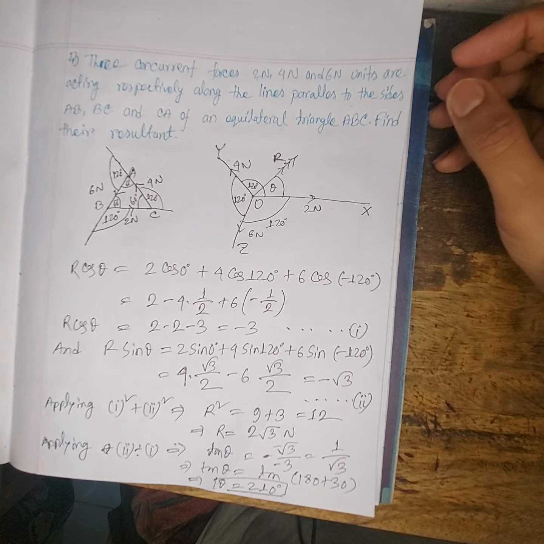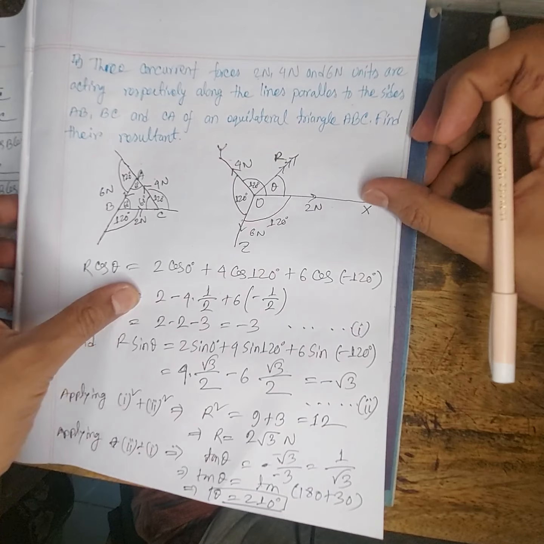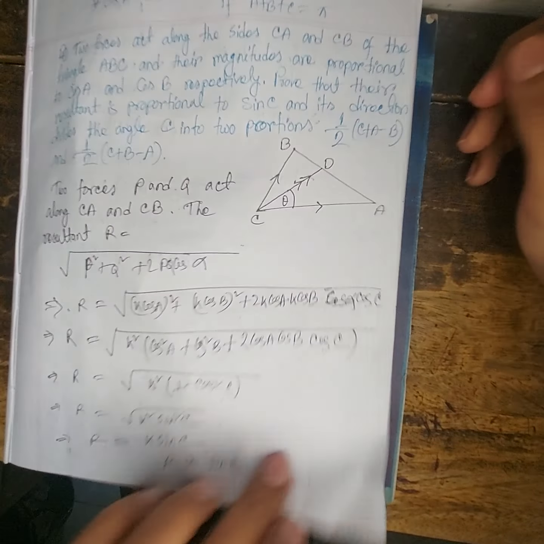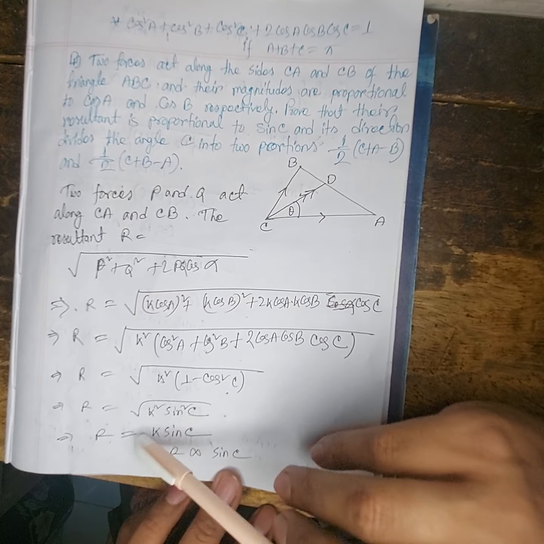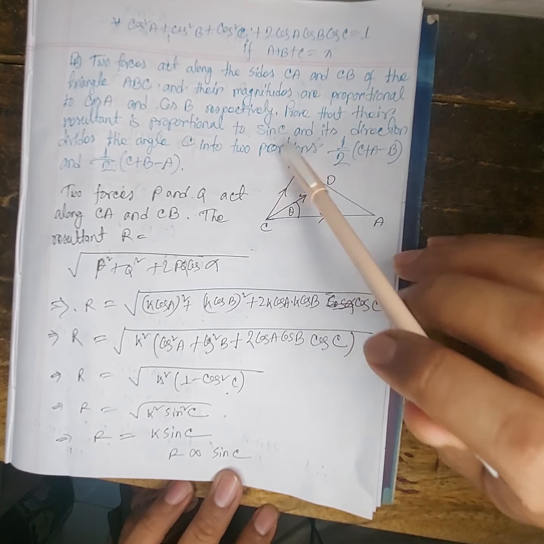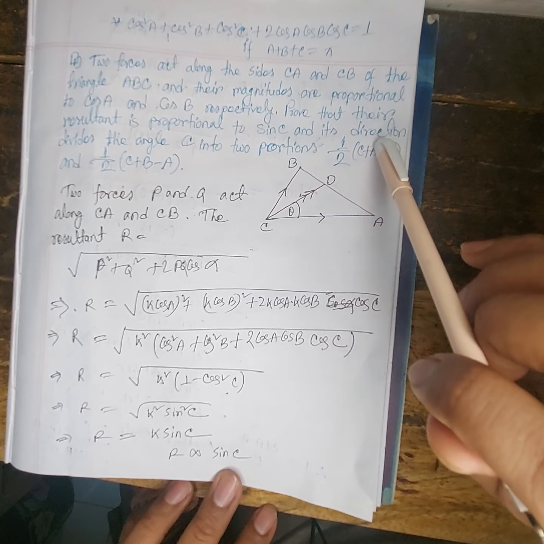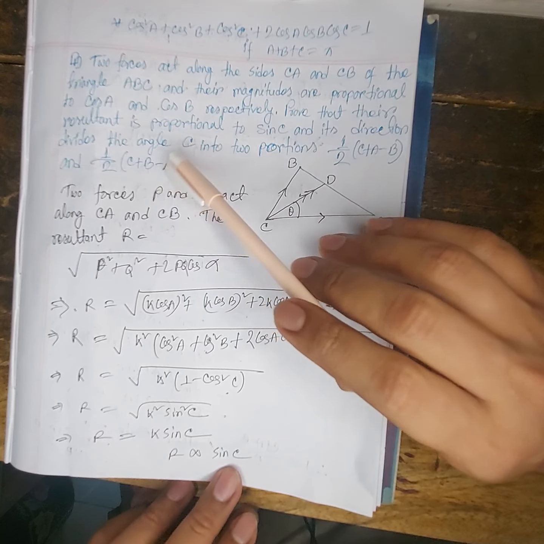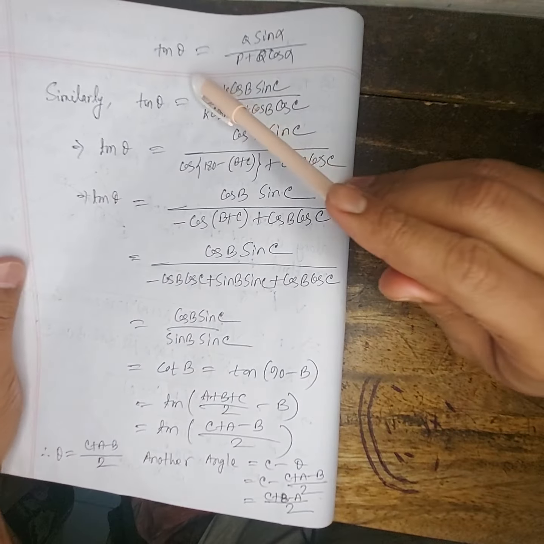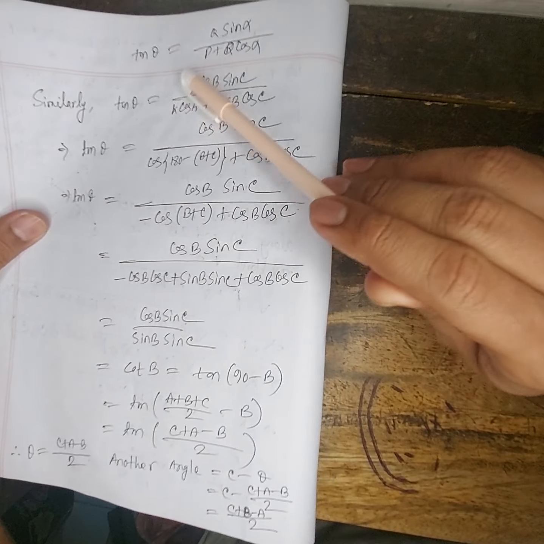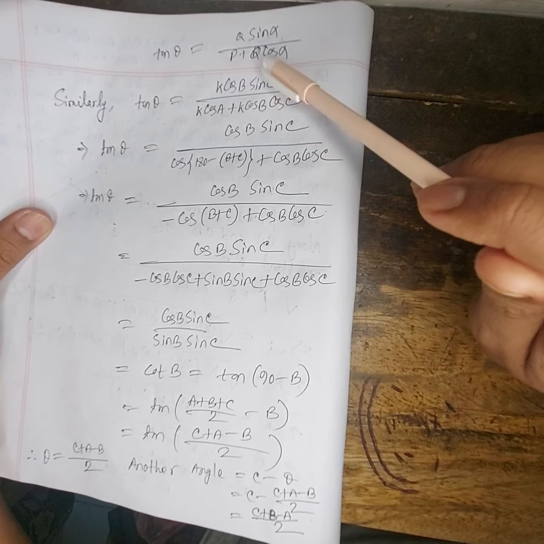Now next, first we have to show that r is proportional to sin c. Then we also have to show the direction divides the angle. That means we have to use the direction formula of the resultant. Now we know the direction formula of the resultant is tan theta is equal to q sin alpha divided by p plus q cos alpha.